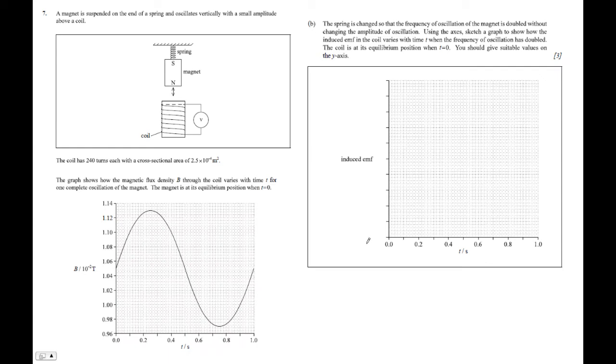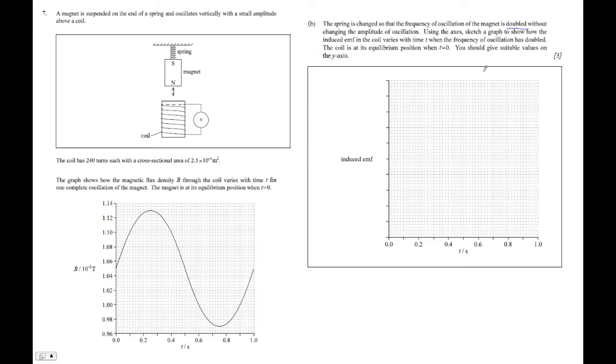Okay, so the spring is changed so the frequency of the oscillation is doubled, right? Without changing the amplitude of the oscillation. Using the axes, sketch a graph to show how the induced EMF on the coil varies with time when the frequency of oscillation is doubled. The coil is at its equilibrium position when t is 0. You should give suitable values on the y-axis, right?